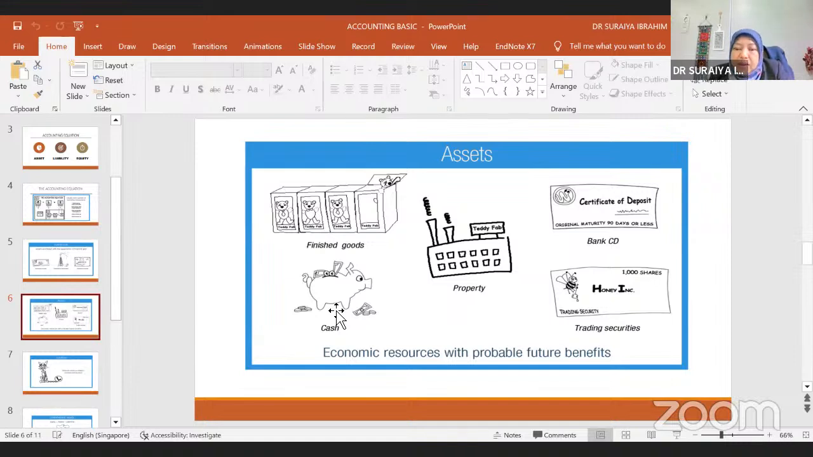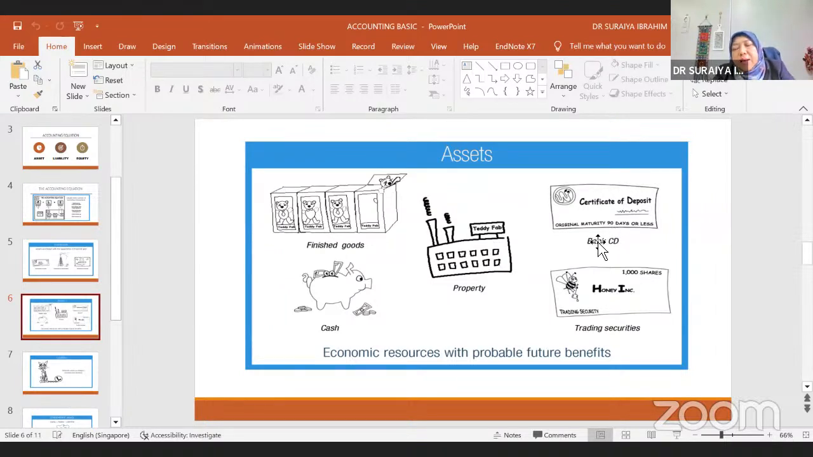So what is a tangible asset? Tangible assets are, for example, property, buildings, shop lots and so on, things that everyone can see. The machineries, the vehicles, the lorry. So what then is an intangible asset?